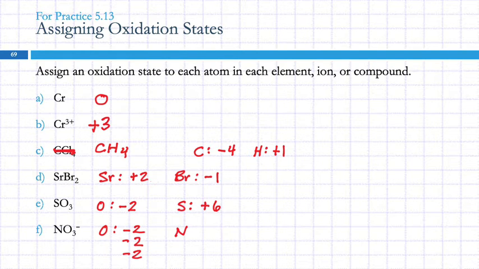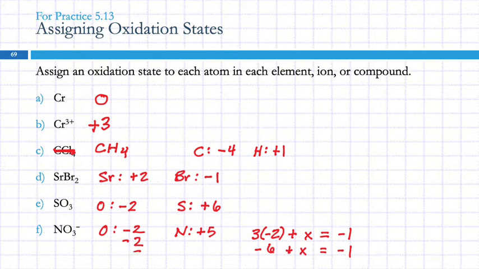So we need to figure out nitrogen has to just be whatever is needed. So we could think of it this way. I have 3 -2s plus the oxidation state on that nitrogen, and that's going to add up to -1. So -6 plus x is equal to -1. X is what? +5. Any questions? This is one of those things that takes a little practice.